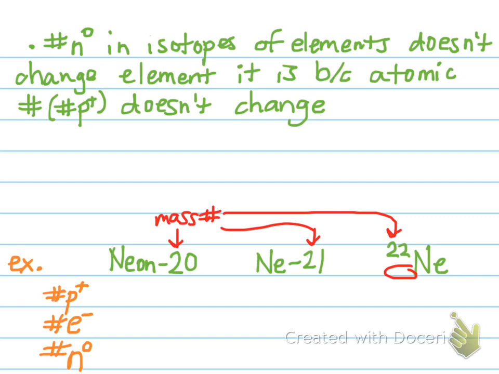So, these are examples of some isotopes. If you would please figure out how many protons, how many electrons, and how many neutrons each of these isotopes has. I'll give you a moment to do that. You might already have done it while I was talking.